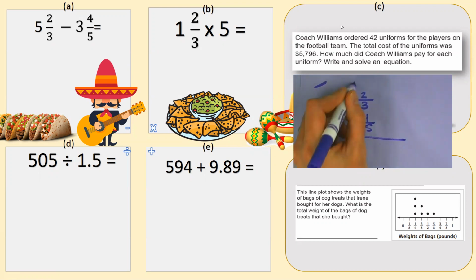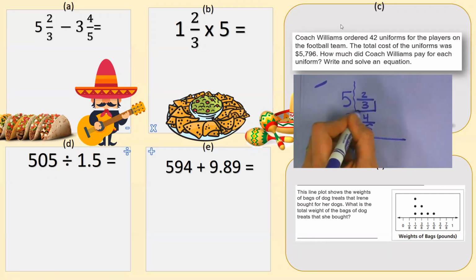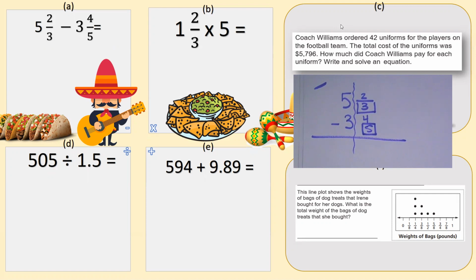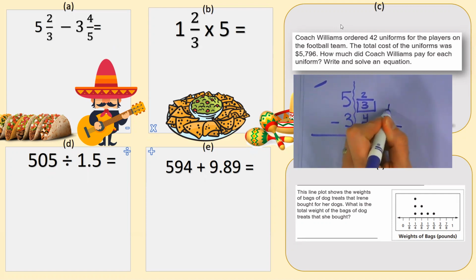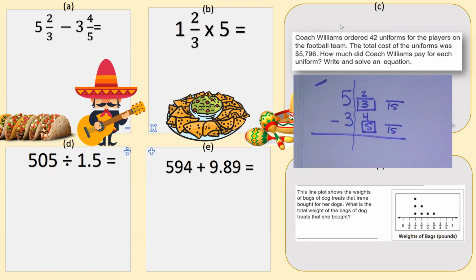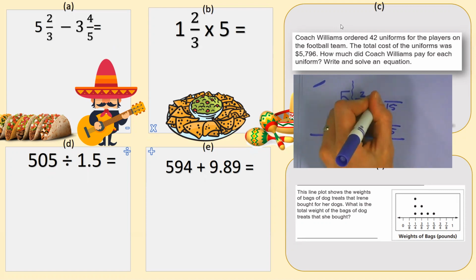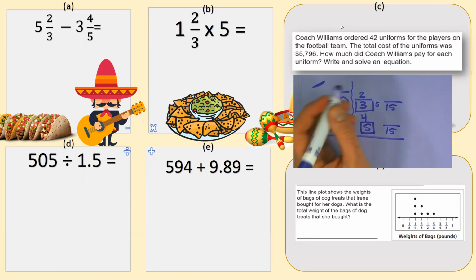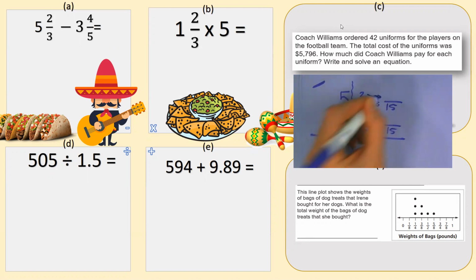You look at the fraction part. Look at the name of the fractions. Are they the same? No. So 5 can turn into 5 or 10 or 15. I'm going to choose 15 because it's the first thing that both 3 and 5 can go into. It's called the least common multiple. How many 3's go into 15? 5, right? 3, 6, 9, 12, 15. That's 5 of them. So therefore, everything gets multiplied by 5 moving over.